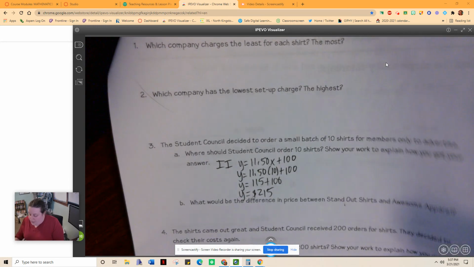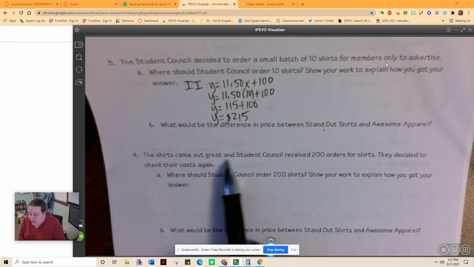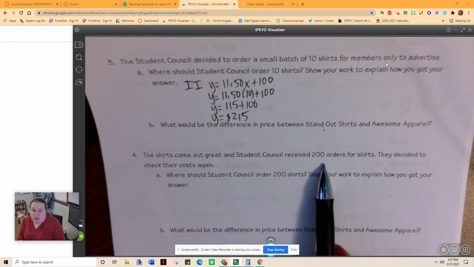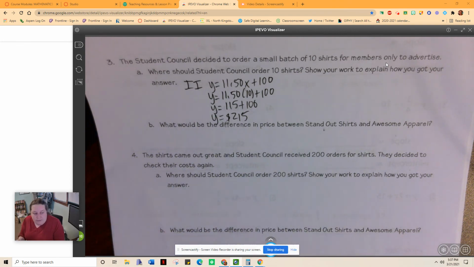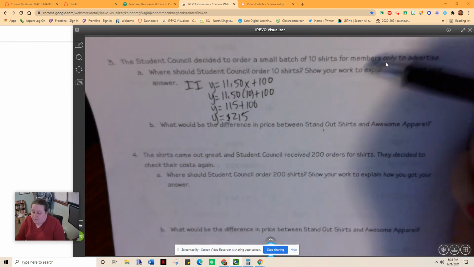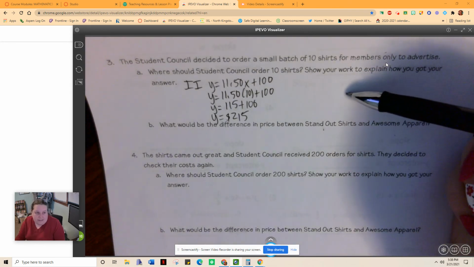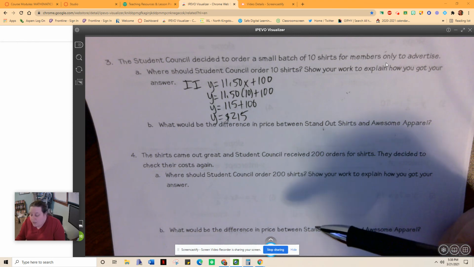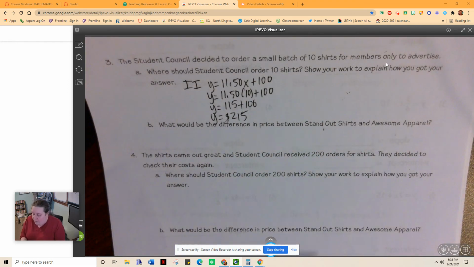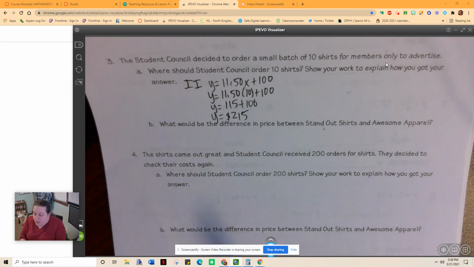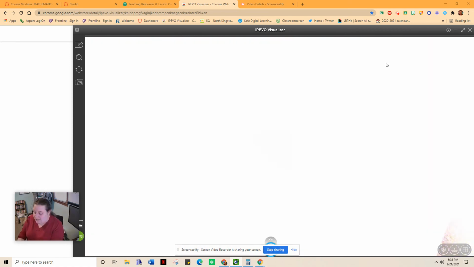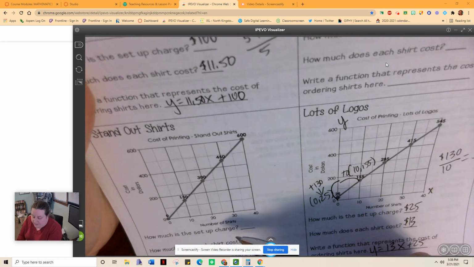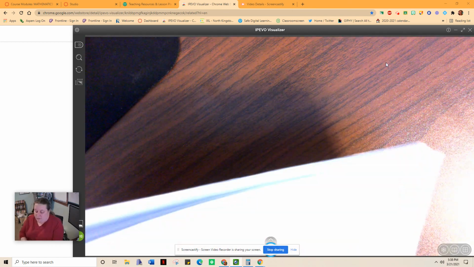And then you're going to answer part B. So the shirts came out great and student council received 200 orders. So same thing. Now instead of 10 shirts, they want 200. So the company that did the best here might not be the best deal once you're ordering more shirts from them. So you do this all again, and then they want the difference in price between Standout Shirts and Awesome Apparel.